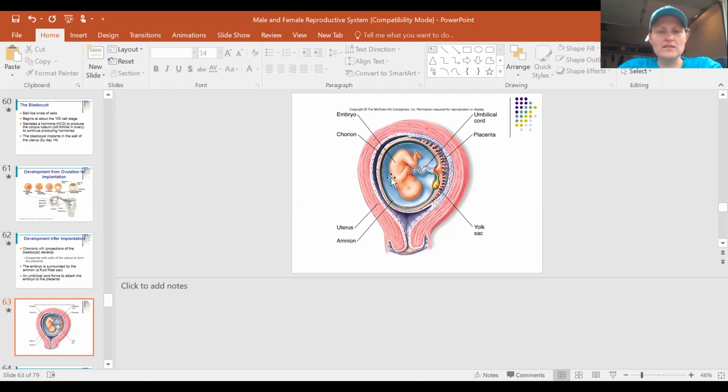Now, no blood is exchanged between mom and baby, but nutrients are. So any oxygen she breathes in is going to get to the baby. Anything that she eats or drinks is going to get to the baby. The same thing goes for any waste that the baby needs to get rid of. As the baby's cells go through cell respiration, using oxygen and releasing CO2, mom is going to take care of that CO2 being released.